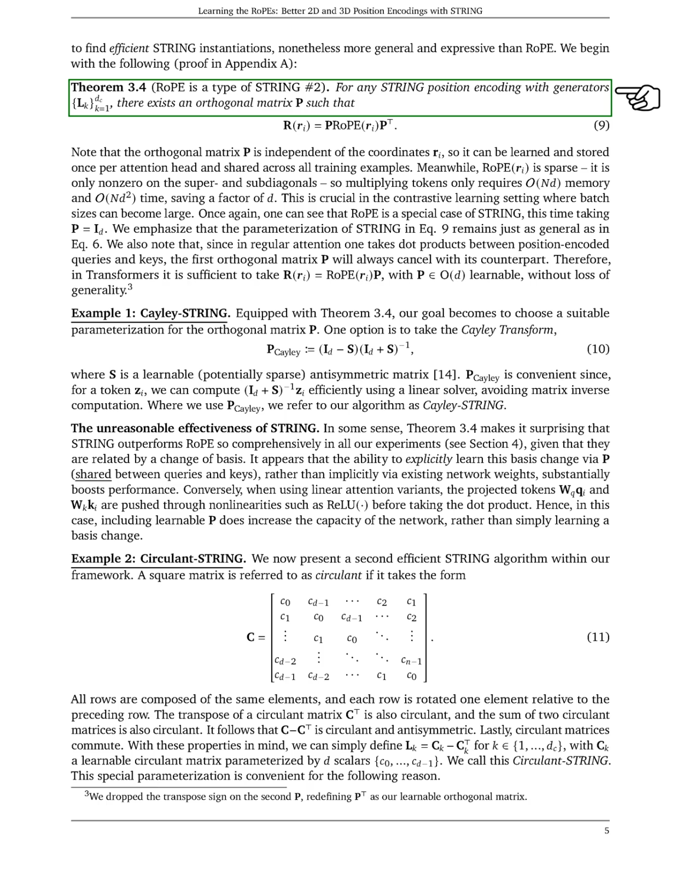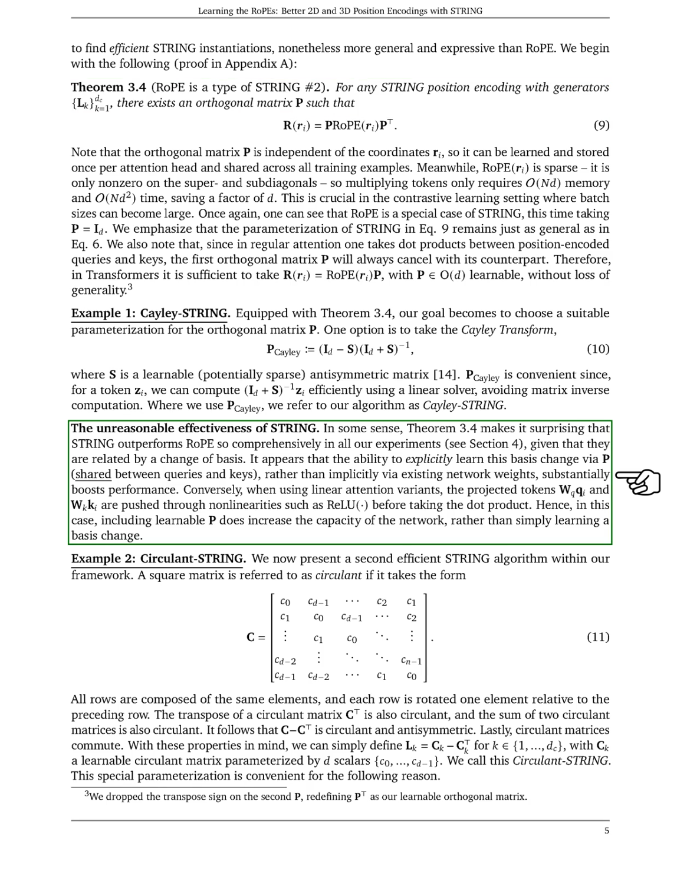parameterization called Cayley STRING, where we use a learnable antisymmetric matrix. This approach allows us to compute position encodings efficiently without needing to invert matrices. Interestingly, STRING consistently outperforms RoPE in our experiments, likely due to the explicit learning of the basis change through the orthogonal matrix, which enhances performance. In contrast, when using linear attention variants, the inclusion of a learnable matrix increases the network's capacity.